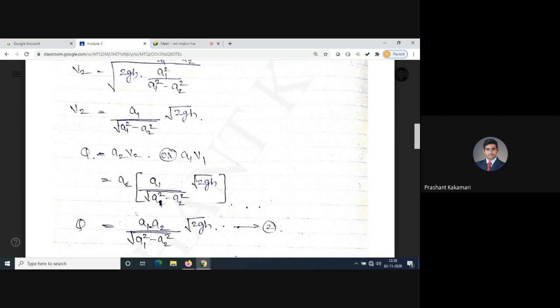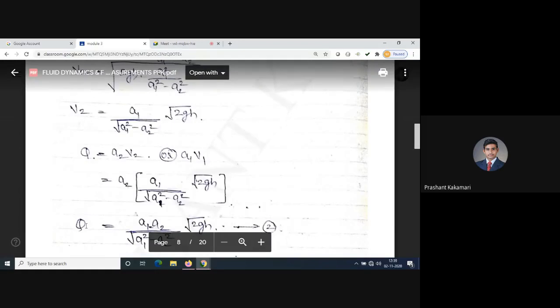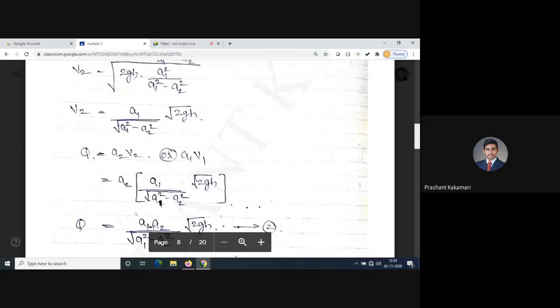Now we have found out the theoretical discharge equation for the Venturimeter. That equation you can call equation number 2. Equation number 1 is for H equal to V2 square minus V1 square by 2G. Now the second term, from the continuity equation, Q can be written as A1 A2 divided by square root of A1 square minus A2 square into square root of 2GH. This all of you know from the lab. How did you come to this equation? By using Bernoulli's equation and by applying the continuity equation.